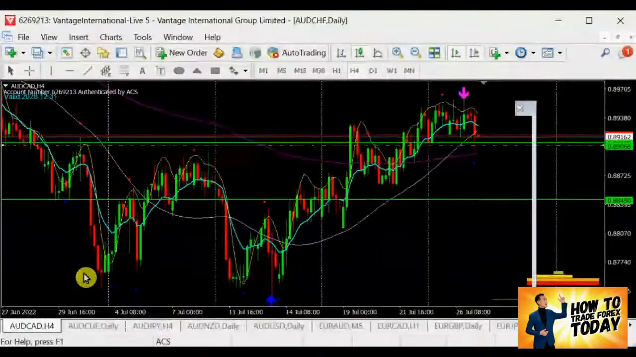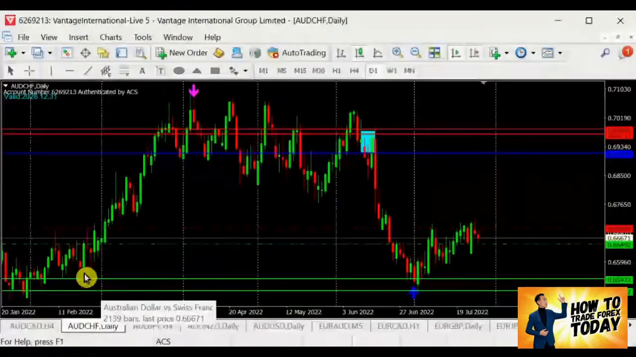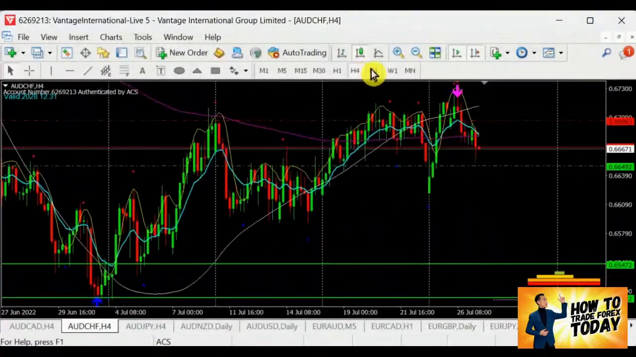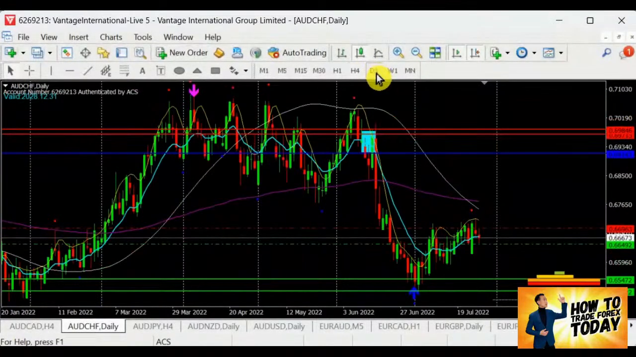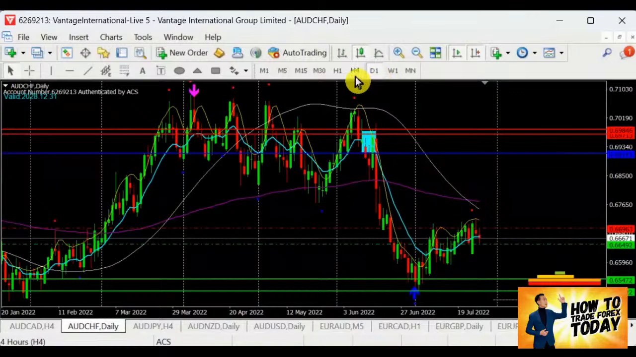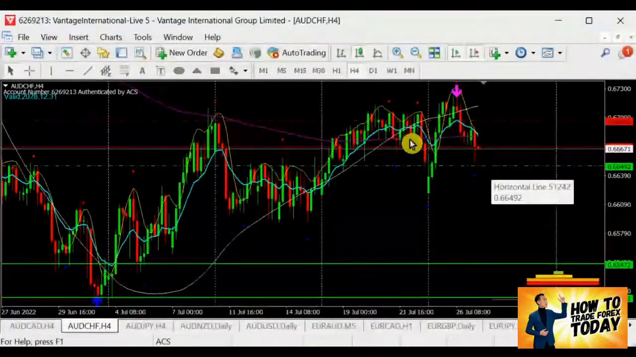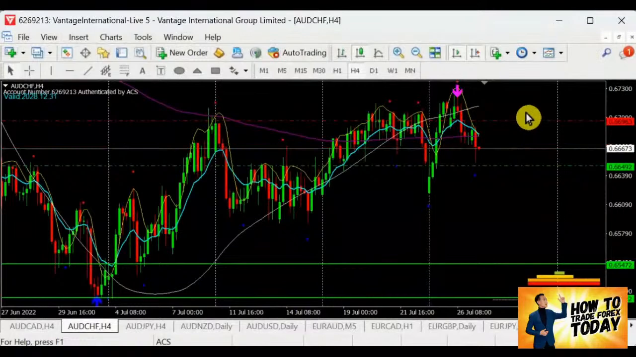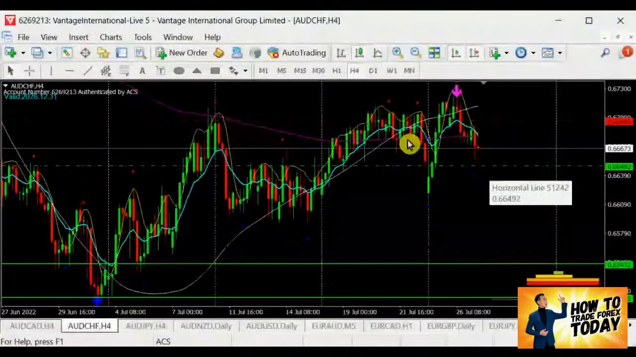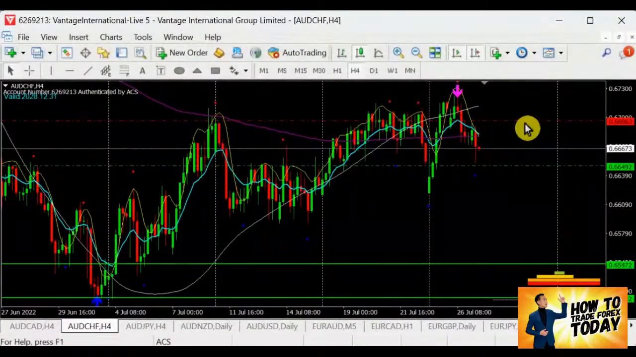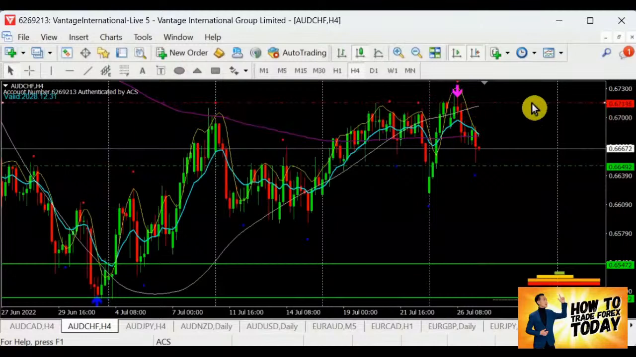Now let's take a look at the Aussie franc. Here we are also looking out for buying. Tentatively, the buy is still very strong, but today we are coming back for a retest of the support before it starts to buy. So buyers, please be patient. Let's wait for it to hit the support. If there's a buying signal, then you can continue buying.